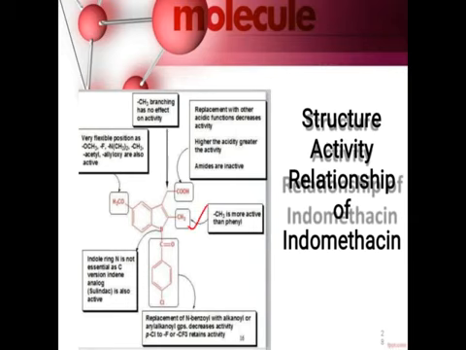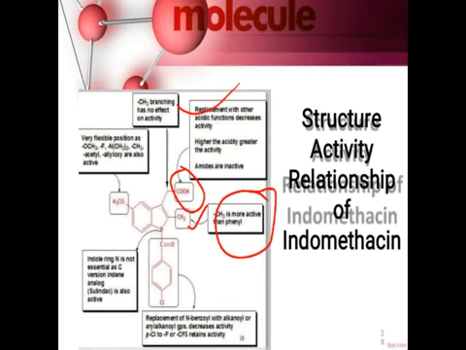This CH3 group present in the structure is more active than phenyl. If we replace this CH3 group with a phenyl ring, then the activity will decrease. So the CH3 group present at that position will increase the activity. Then here a COOH group is present, so replacement with other acidic groups will decrease the activity. If aromatic acids or other acidic functions are substituted, then the activity will decrease.